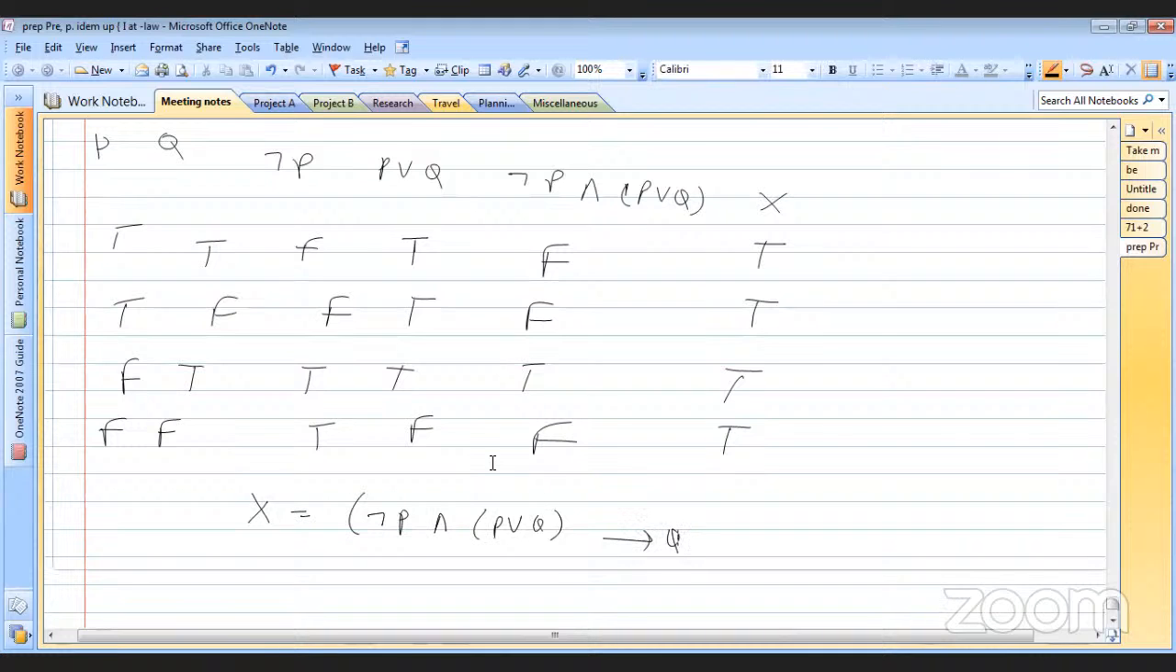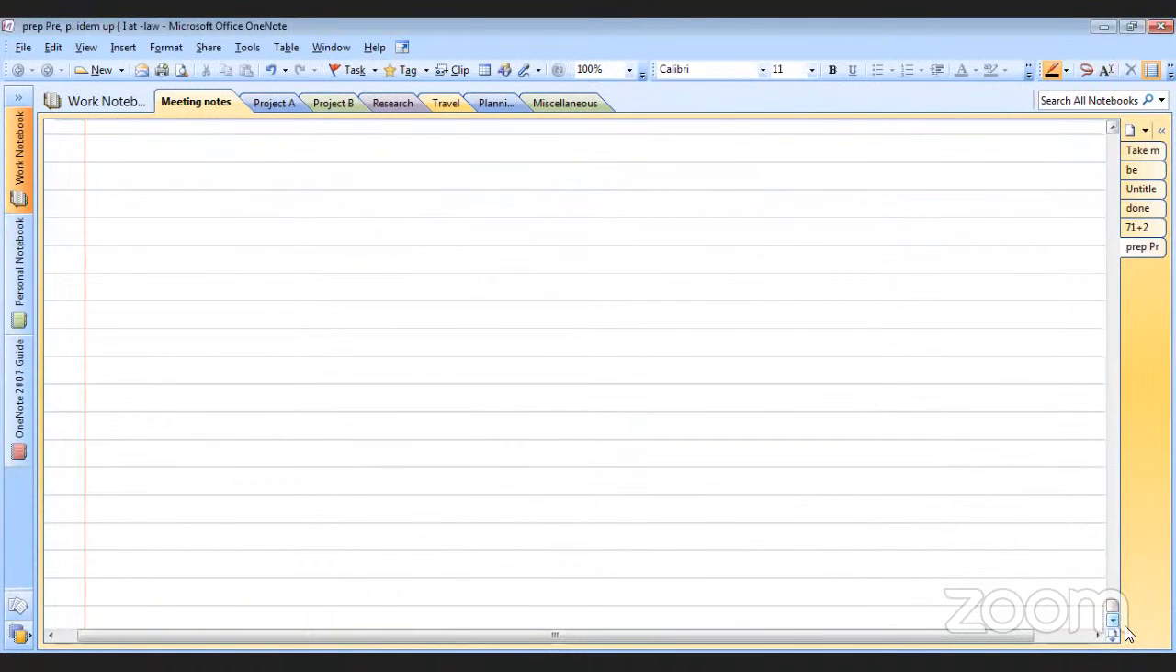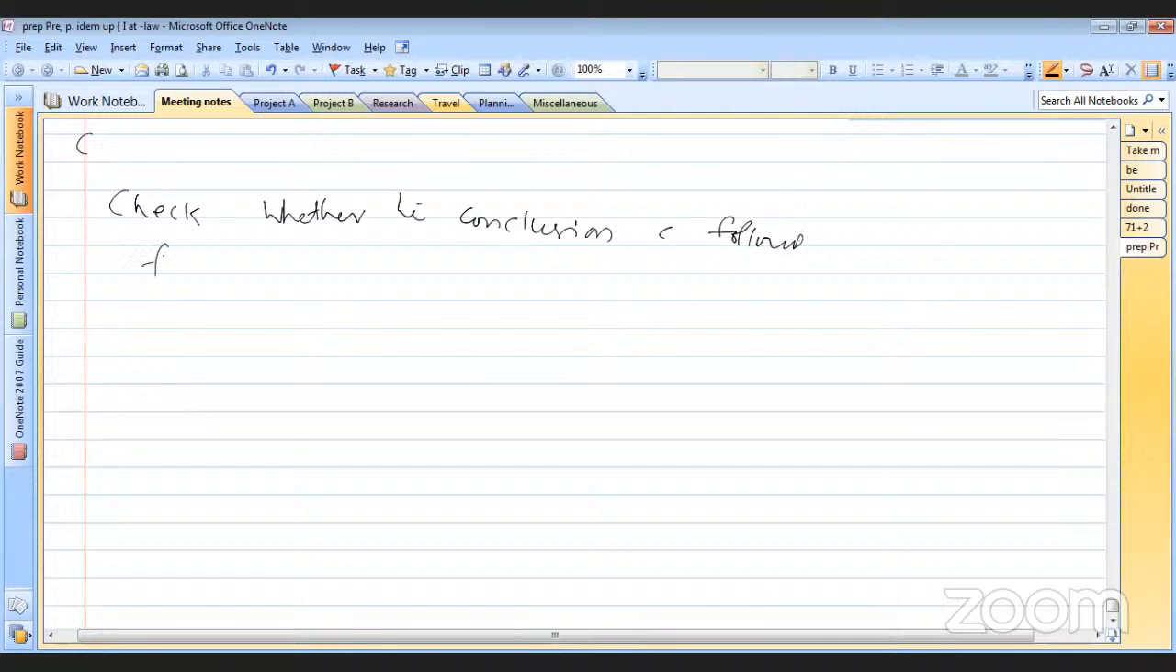Next, check whether the conclusion C follows from the set of given premises or not.